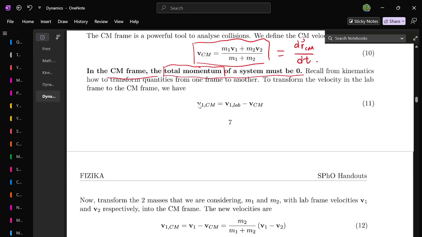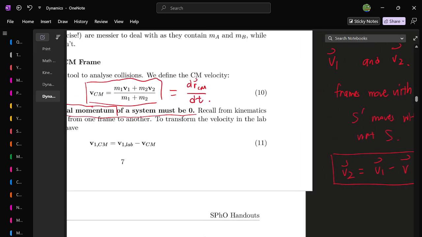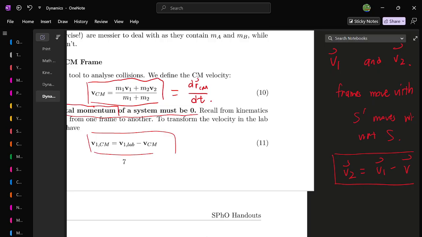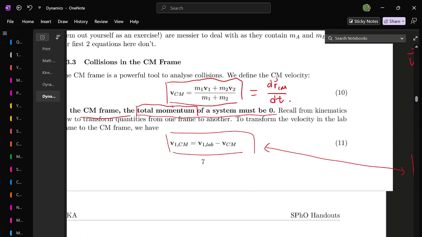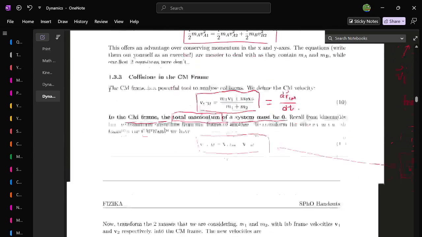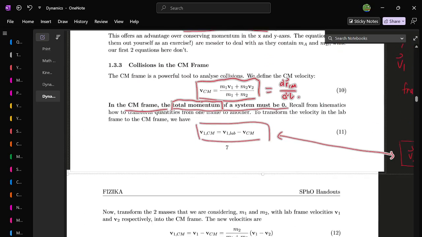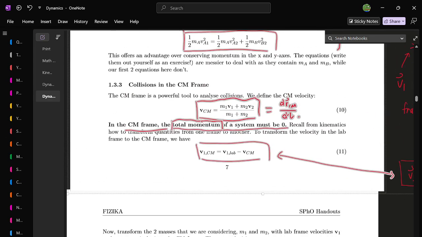Okay, so from what I've shown here just now, this is how to transform between frames. So this is equivalent to that. And we'll see how to apply this.